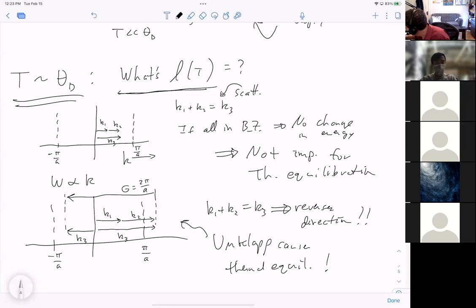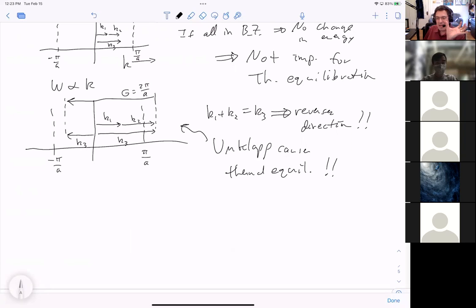So it's these big phonons that matter. I need the big ones to cause thermal equilibrium. The little ones don't do it. It's the big ones. Those are the ones that are going to cause this reversal.